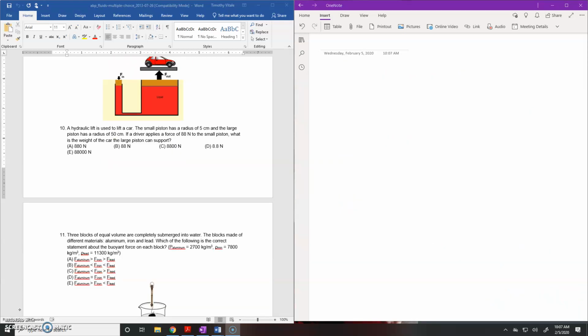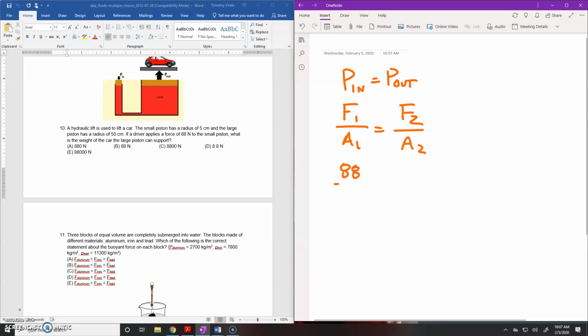For number 10, a hydraulic lift is used to lift a car. The small piston has a radius of 5 centimeters and the large piston has a radius of 50. The driver applies a force of 88. What's the weight? So we're using the same idea. The pressure in equals the pressure out. And so that's F1 over A1 equals F2 over A2. And F1, they tell us, is 88 newtons.